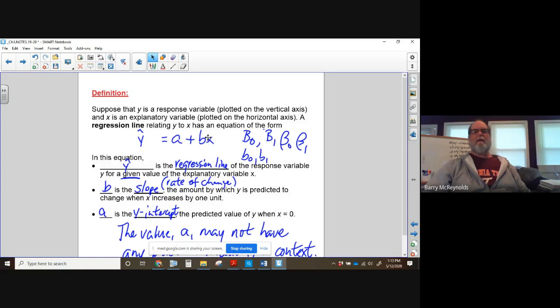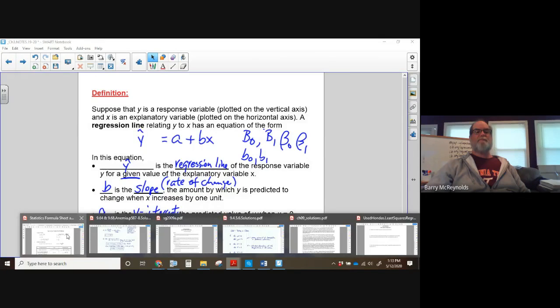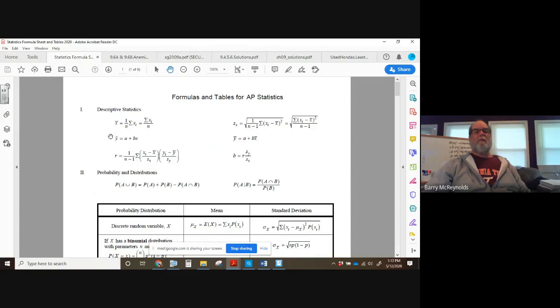And when we take a look at the calculator in a little bit, there are two ways to display the regression line. Doesn't really matter which one you pick, but I will tell you, when you look at the formula page, the formula you'll see for the regression line is a plus bx, and it's just the standard form in statistics for representing a regression line.